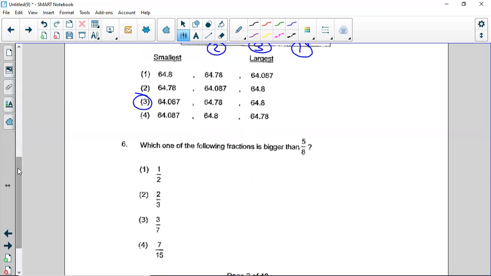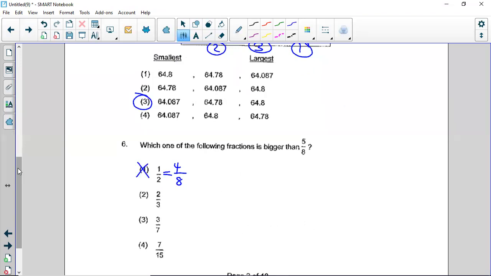Okay, let's go to number 6. Now, number 6, which fraction is bigger than 5 over 8? Can you make the denominator the same? So let's compare one by one. So 2 times 4 and 1 times 4. So that is not bigger than 5 over 8.